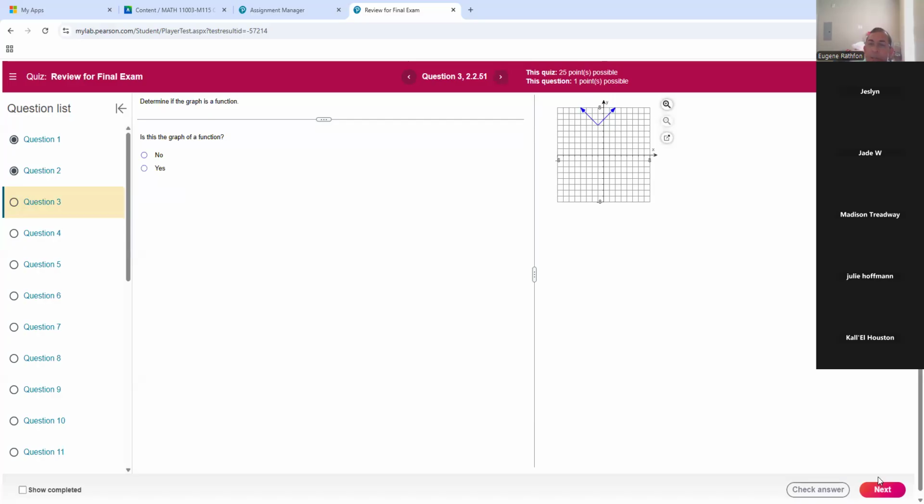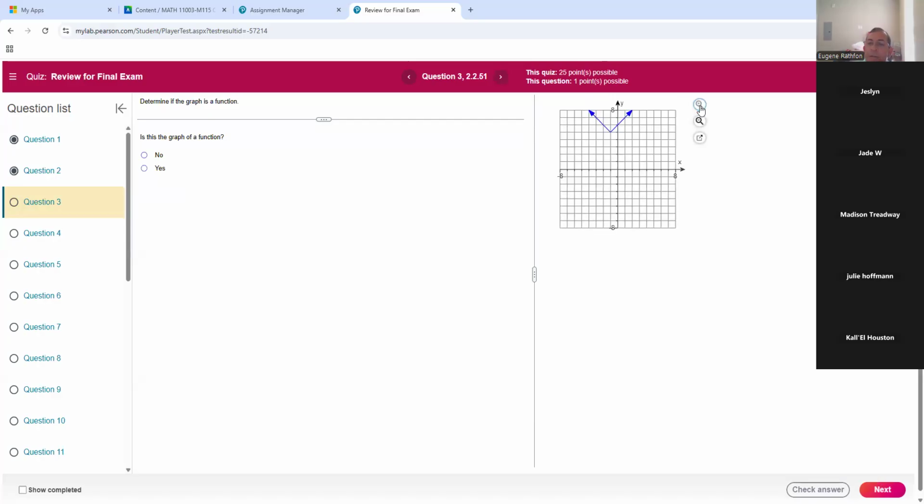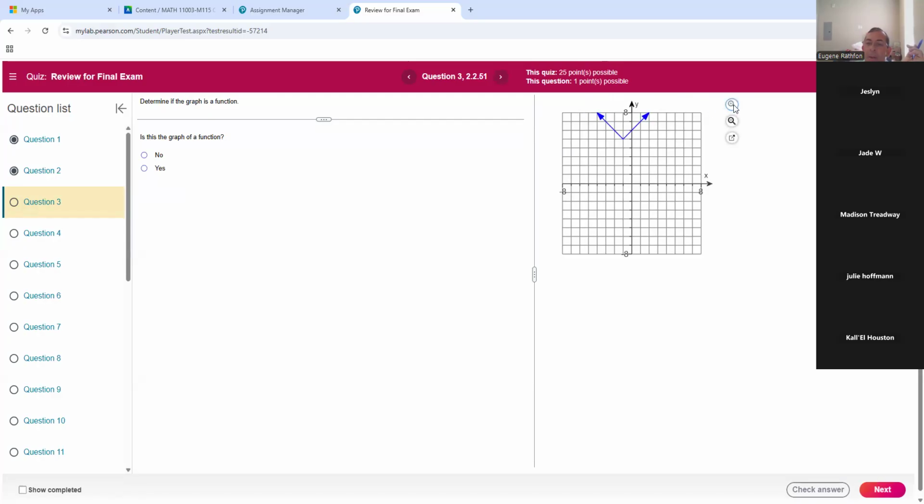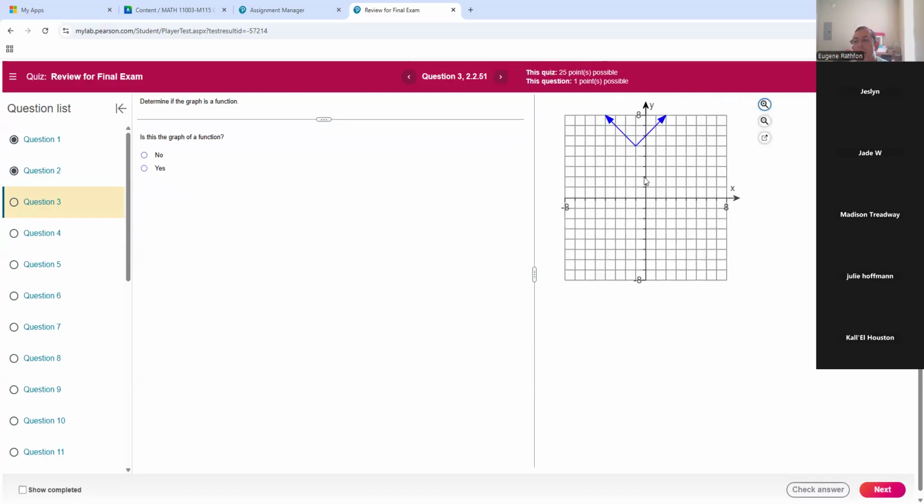All right, I'll let y'all answer this one. Is this graph a function? Now remember, if the graph is a function, it's got to pass the vertical line test. Now y'all just did the horizontal line test for one-to-one, but we're not looking to see if this is one-to-one. We're going back and seeing if this can pass the vertical line test up and down.